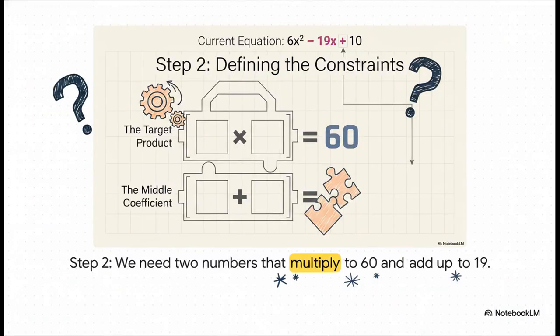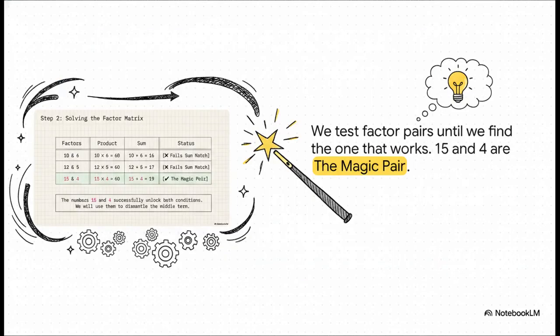So, here's the deal. We're on the lookout for two mystery numbers, and they have to do two things at the same time. Thing 1, they have to multiply together to give us our target product, 60. And thing 2, they have to add up to that number in the middle of the equation, 19. So how do we find them? Well, we just test the factors of 60.